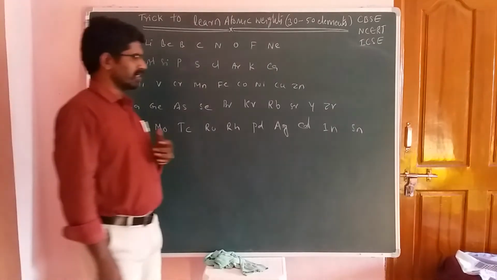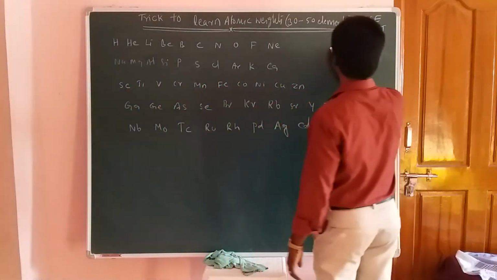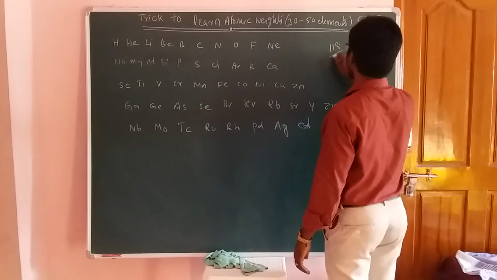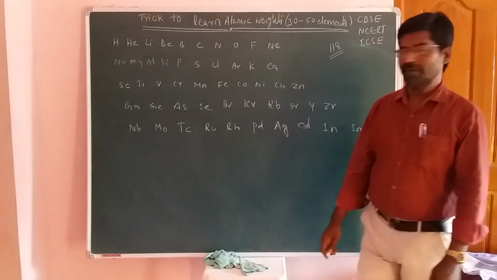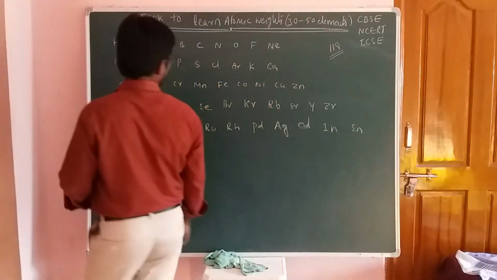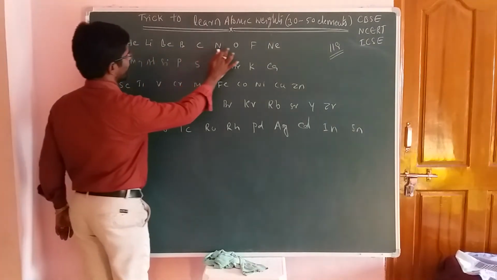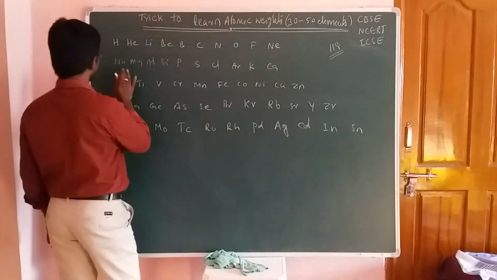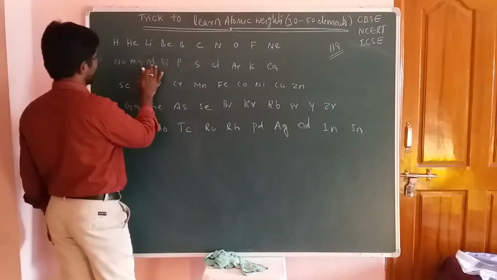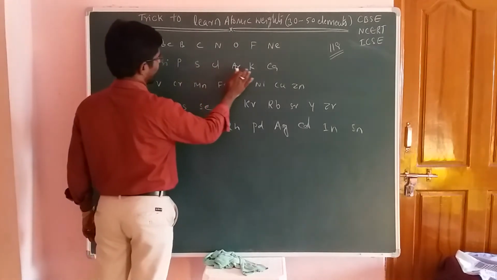Already we know students, in our periodic table we have 118 elements. Now count these elements: 1, 2, 3, 4, 5, 6, 7, 8, 9, 10. Okay, 10 elements.